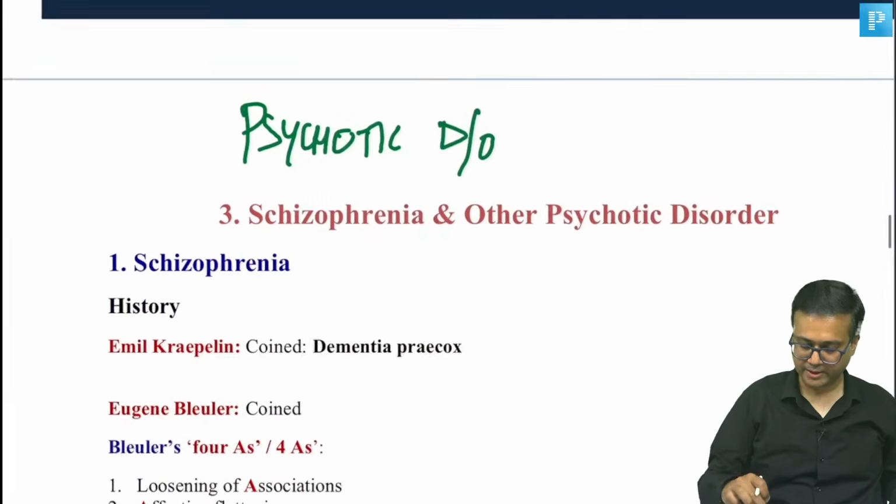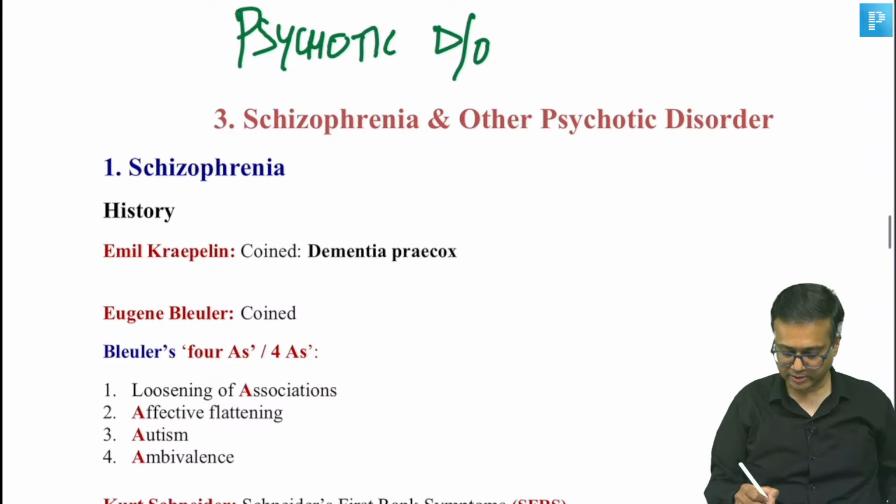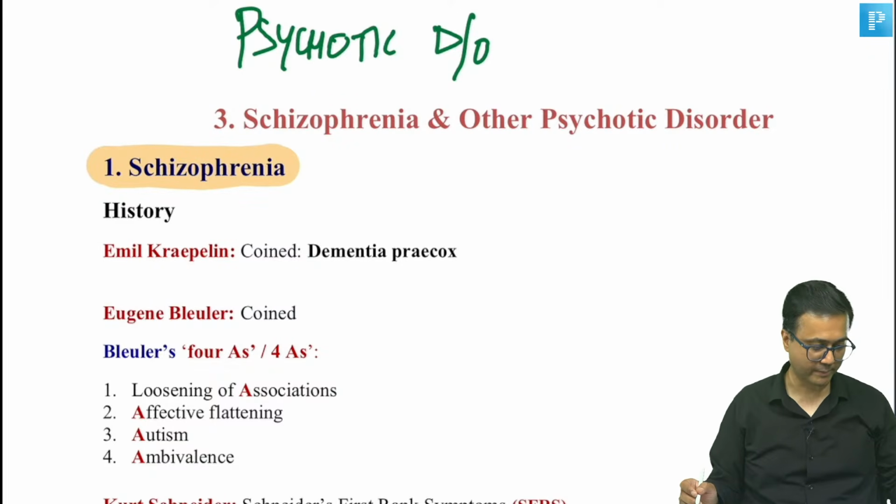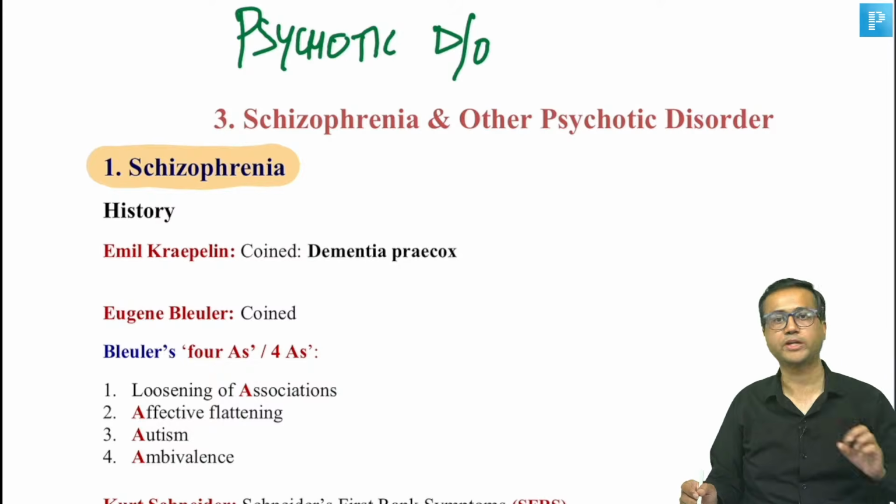Okay, right. So let's start with the psychotic disorder. So we'll discuss first very important topic, which is beta schizophrenia. Okay, up till now beta everything is clear now. Then we'll move on to this very important topic of schizophrenia. Okay, then we'll discuss in the end some other psychotic disorders also.